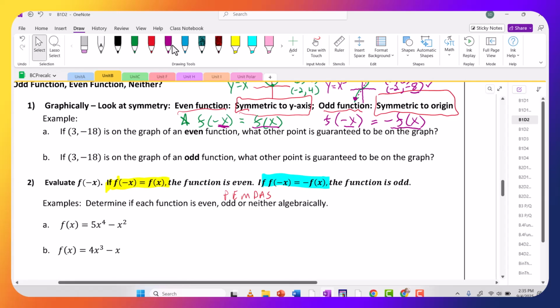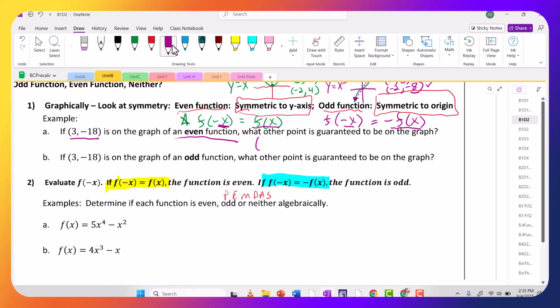But before I continue, if the graph is even, what would this new coordinate be? When I plug in negative x for x, I still get the same exact y value. That's the first test. I should have colored that in green. I don't have time to change colors. And then for it to be an odd function, I plug in negative x for x, and I get the opposites of y. And then you can see that 3 comma negative 18 is way down here. Negative 3 comma positive 18 is right over here. There it is, symmetry over the origin.